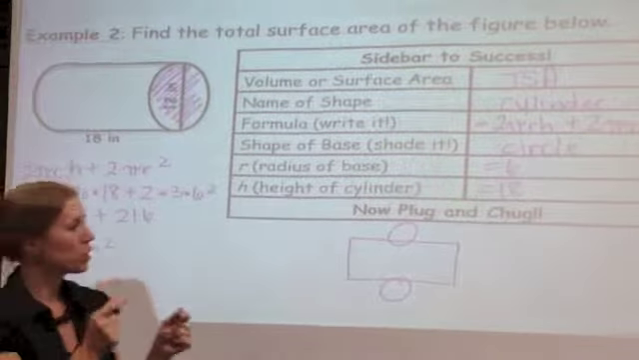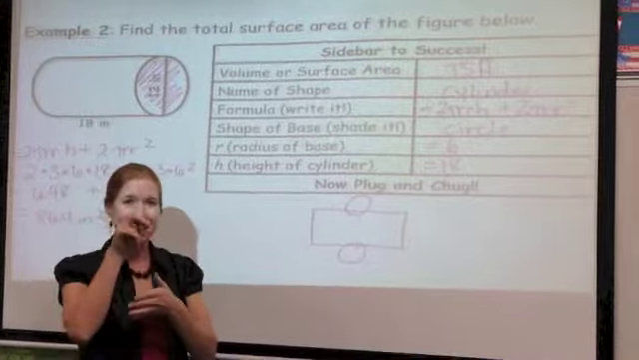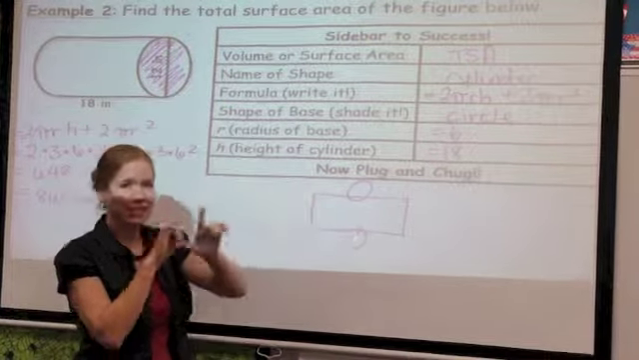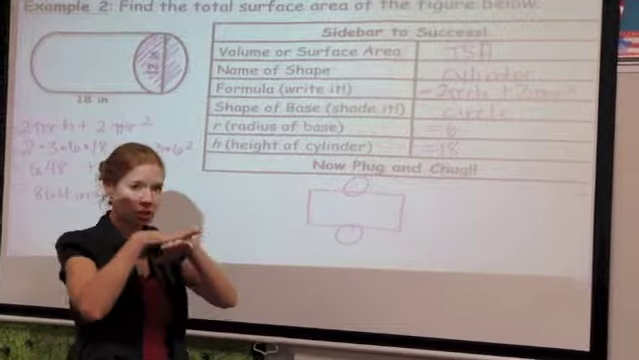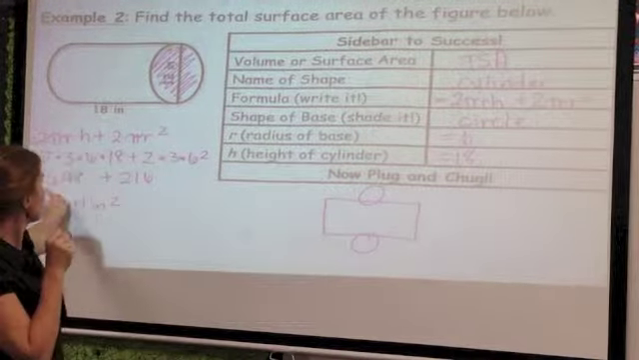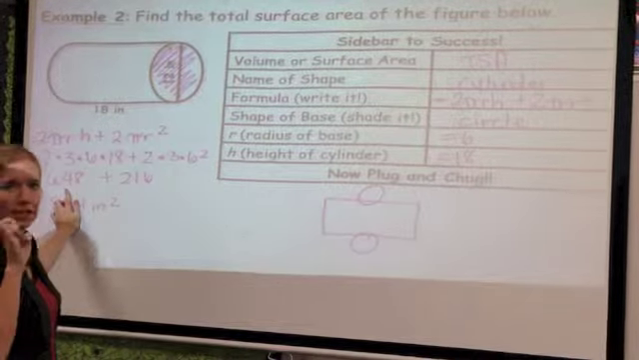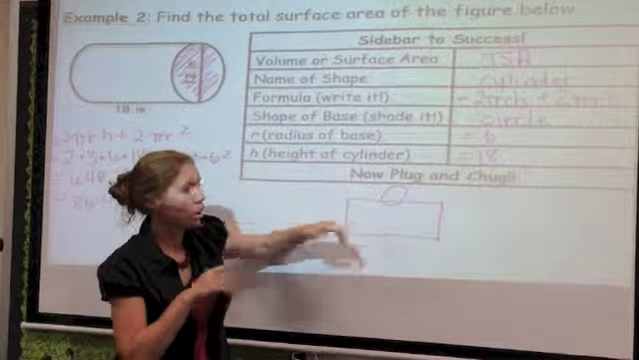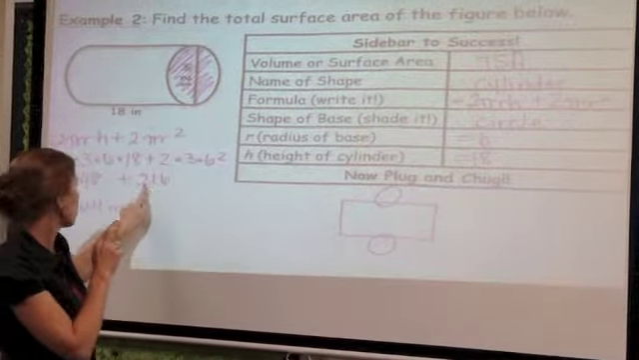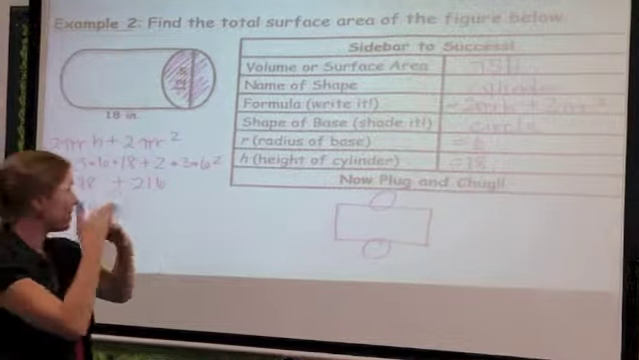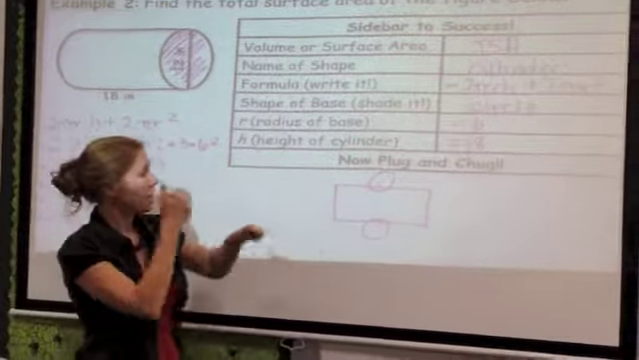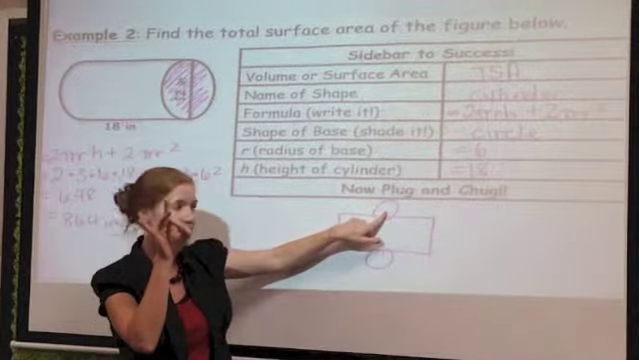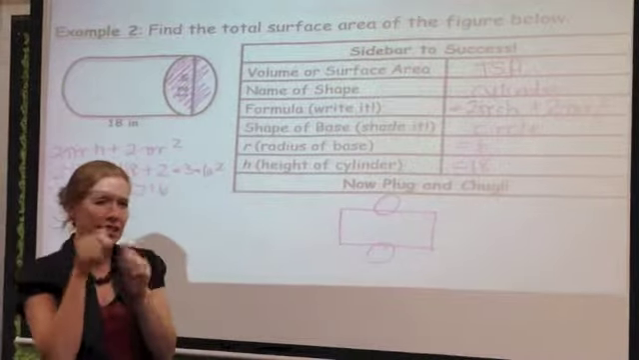I just want to show you really quickly, if this was my net again, then this part, that's the lateral surface area, that was this section, the 648, and then these two equal together are the bases. So if I divided that by 2, then I would know each one was 108, and this one is 108. Just so you can kind of see how that works.